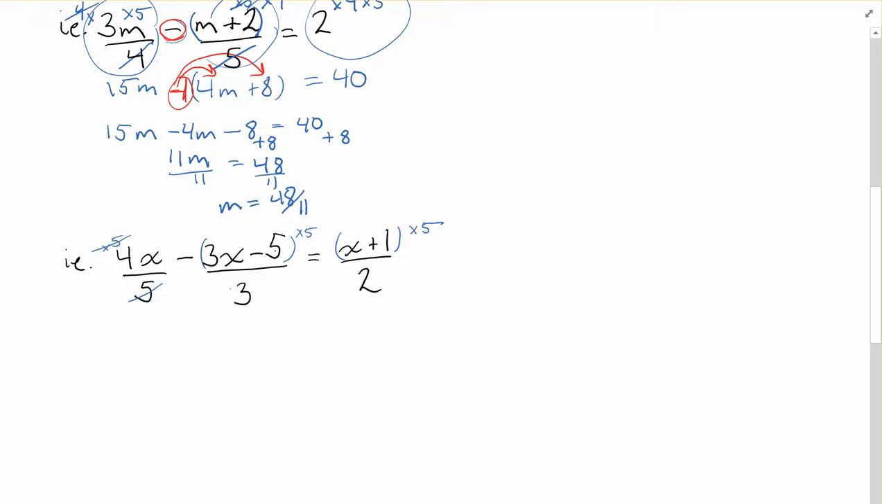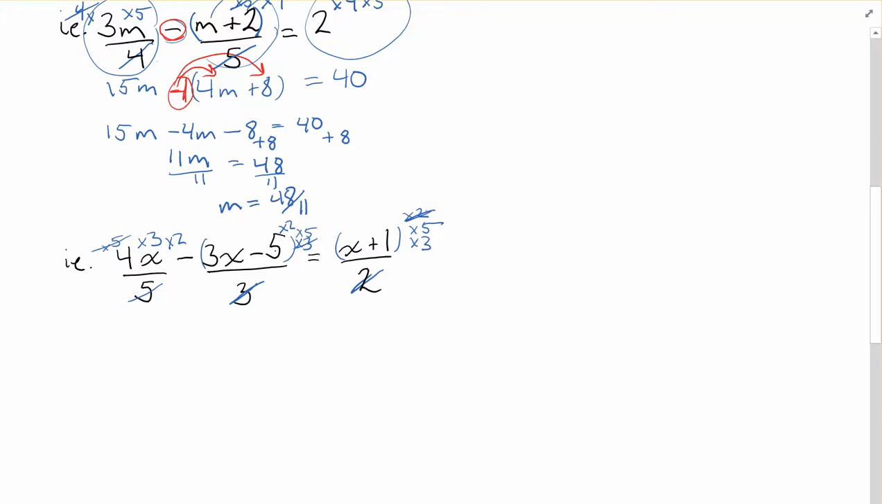Next step, timesing by 3 to get rid of this one, times by 3, times by 3, and times by 3. Timesing by 3 and dividing by 3 cancel. On the other side of the equation, even though it's on the other side, I can still do the same thing. If I times by 2, and times by 2, and times by 2, timesing and dividing by 2 will cancel off and become 1.